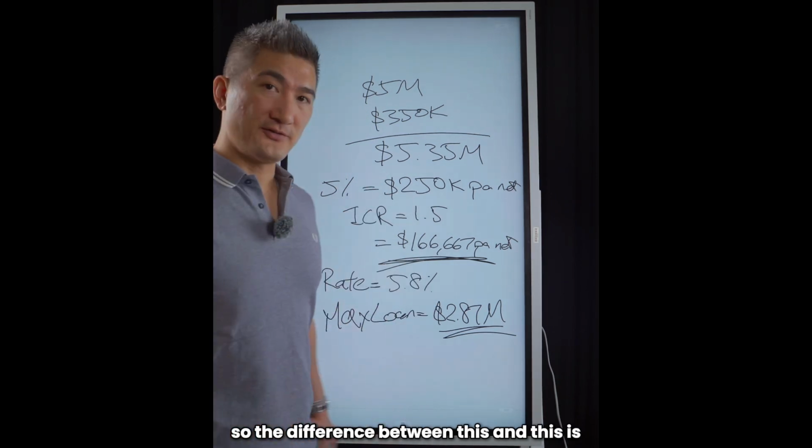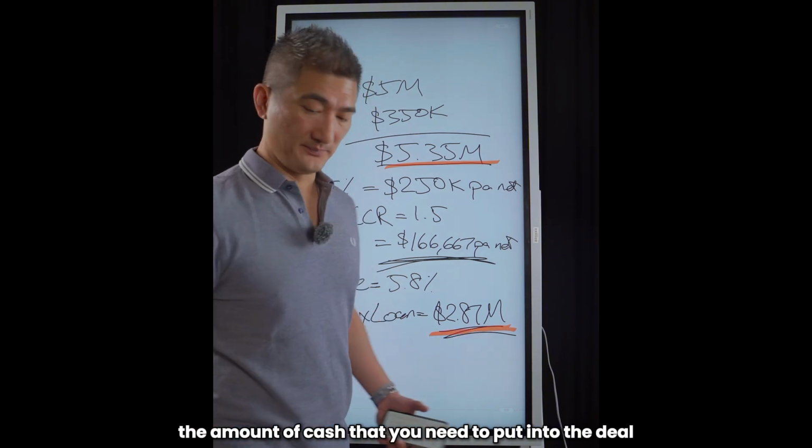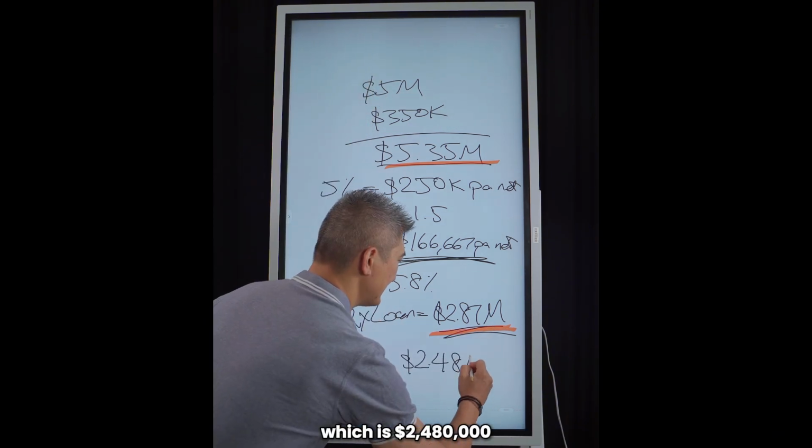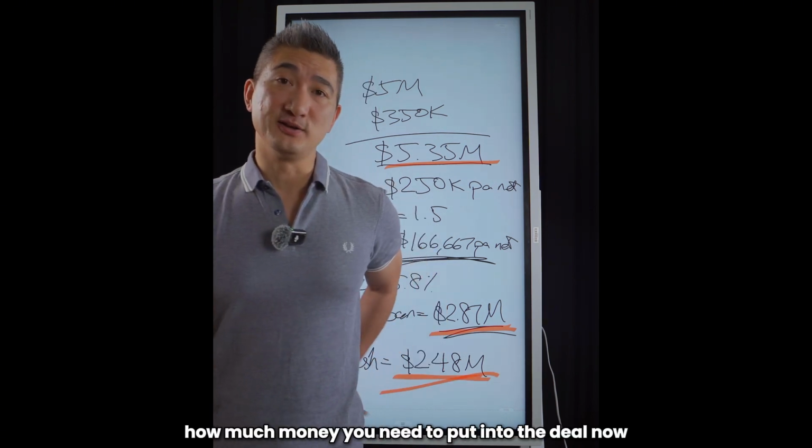So that's the maximum amount that the bank is going to lend you on this property based on this rental income. The difference between this and this is the amount of cash that you need to put into the deal, which is $2.48 million. So that's how you work out how much money you need to put into the deal.